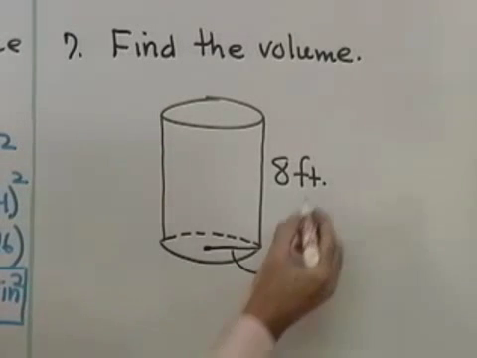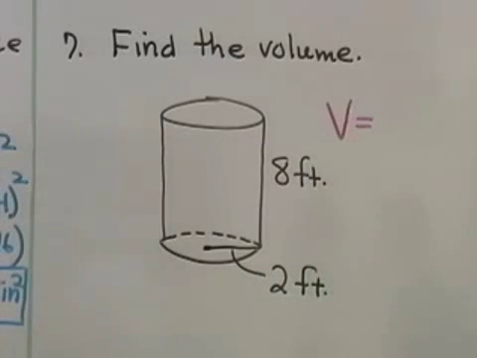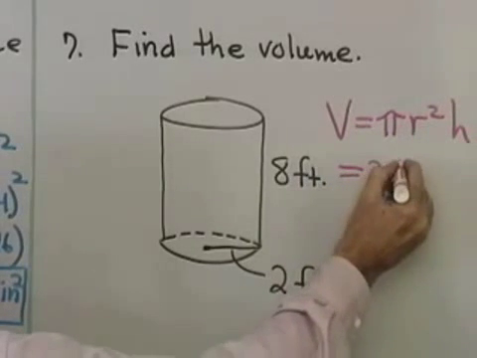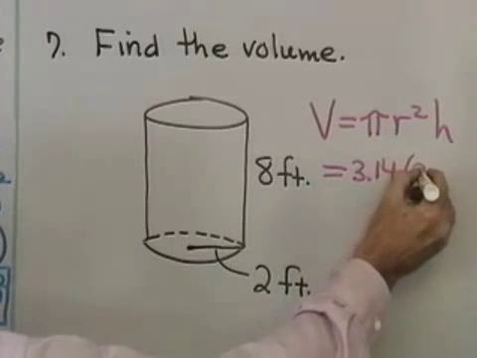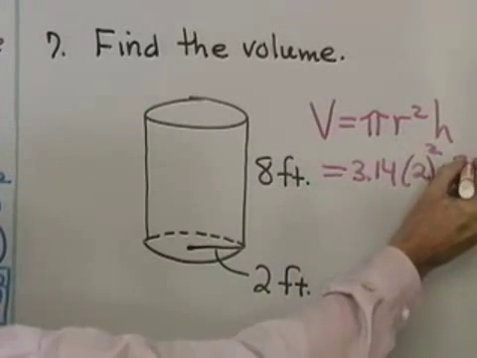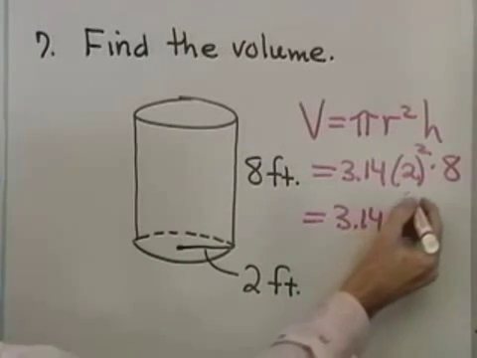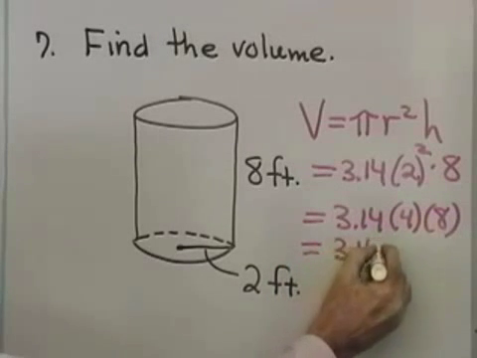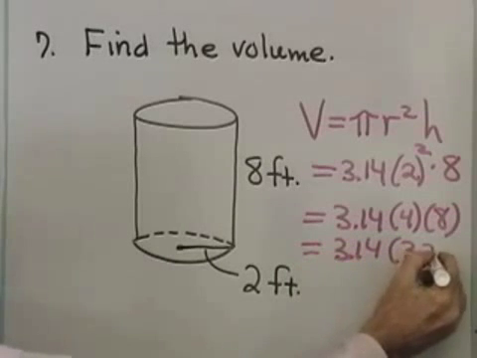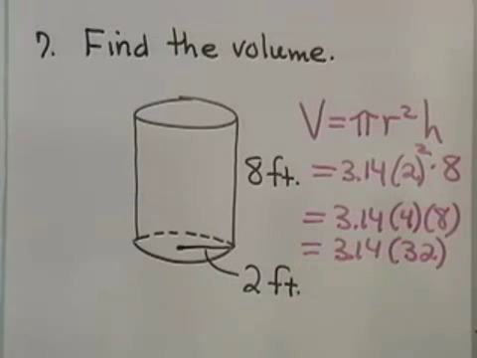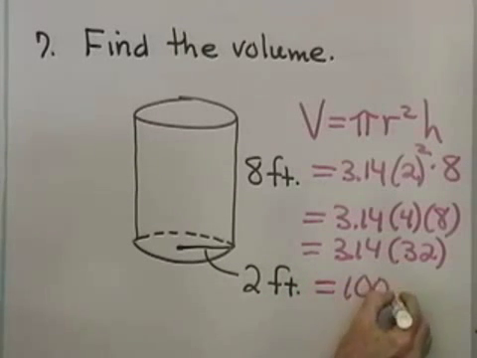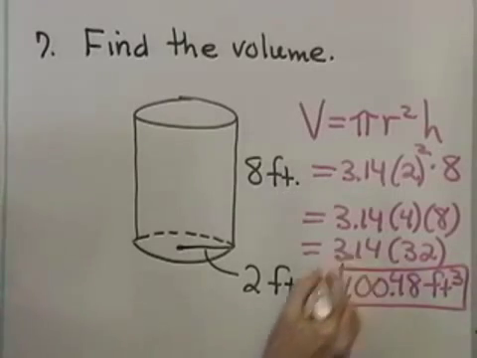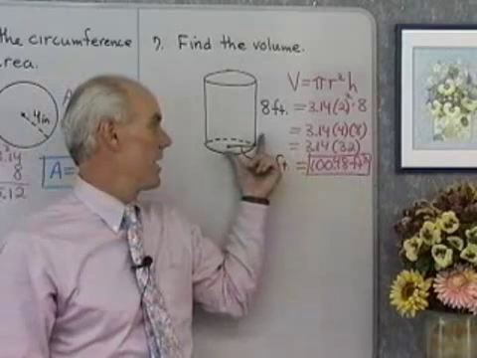So the volume for this is going to be, according to my formula, pi r squared h. So I'll have 3.14 times this radius squared, so times 2 squared, times the height, which is 8. So that's 3.14. 2 squared is 4 times 8. So 3.14. And then 4 times 8 is 32. So 3.14 times 32, that comes out, and again I multiplied it out already, 100.48, and it's feet to the third power, cubic feet. So 100.48 cubic feet for the capacity of this cylinder right here.